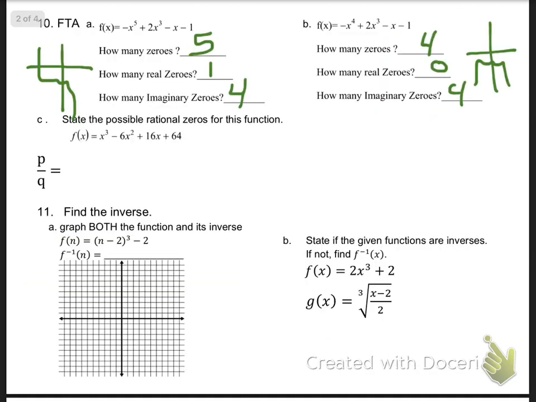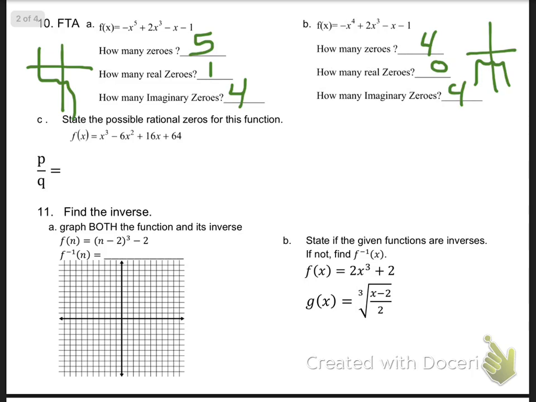Okay, so for number 10, remember the number of zeros is the degree. So for A, the degree is 5, and I graphed it, and I did a little sketch off to the side. It only crosses the x-axis once, so there's one real zero, but there are 4 imaginary. And remember, the number of imaginary zeros has to be an even number, because they come in pairs. Okay, so look at B, the degree is 4. It never crossed the x-axis, so therefore there are 4 imaginary zeros.